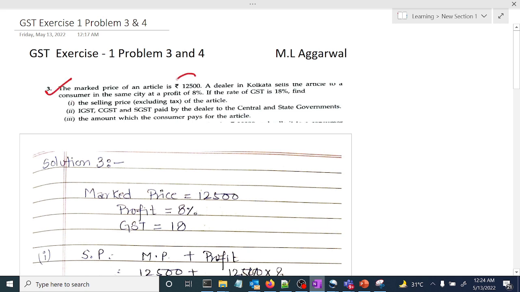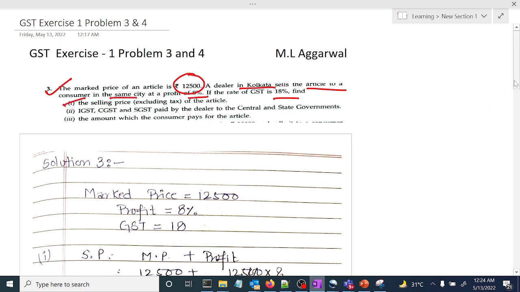The mark price of an article is 12,500. A dealer in Kolkata sells the article to a consumer in the same city. So the dealer sells in Kolkata only to a customer, at a profit of 8%, GST is 18%. So first, find the selling price of the article.